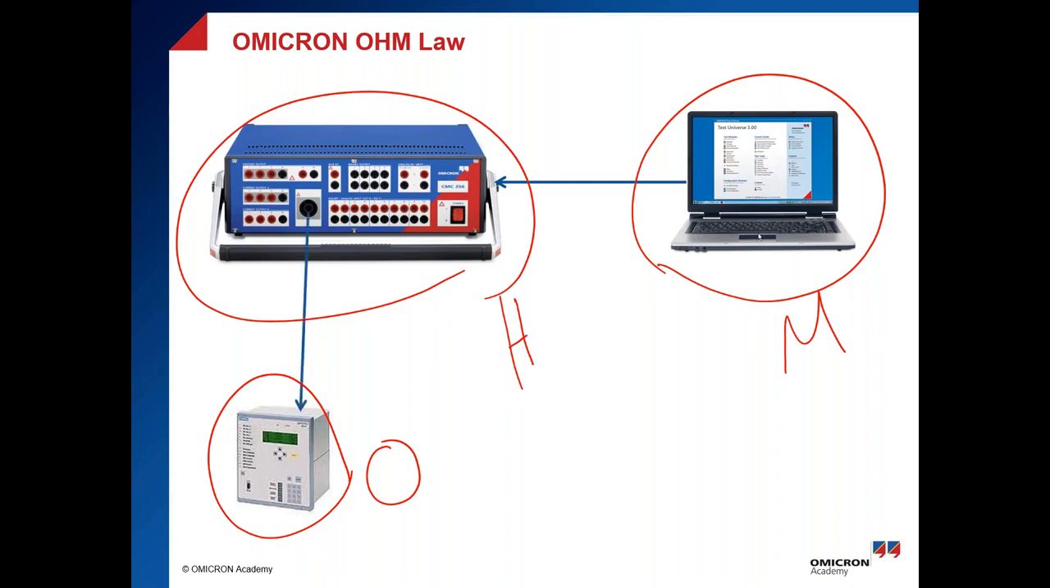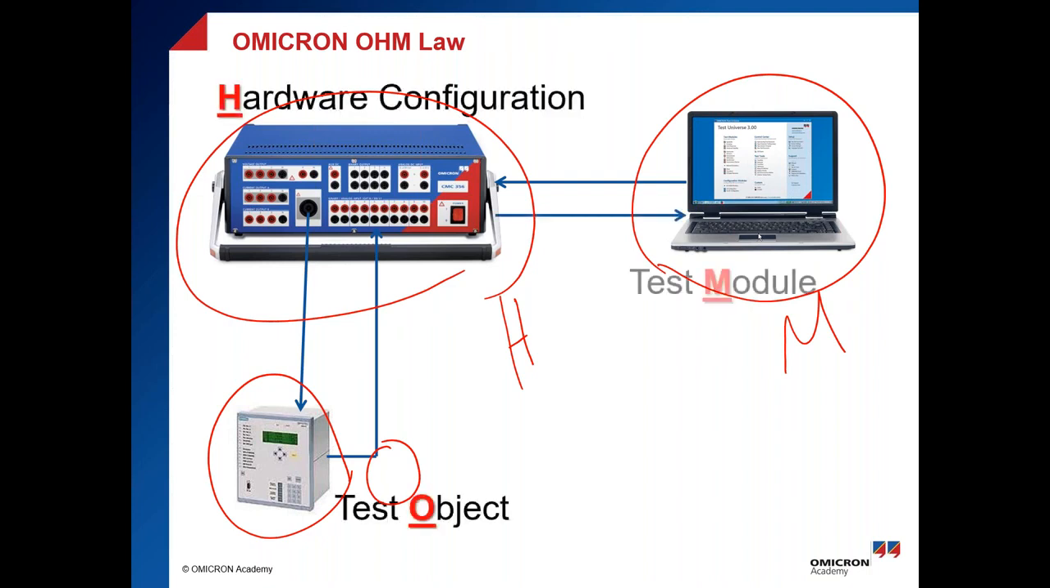The second connection is from the hardware to the test object or the protection relay. You need to check the current output to the relay, and the feedback coming out from the relay to be connected to the input of the CMC, and also the binary input of the relay to be vice versa connected to the binary output of the CMC. And for sure, after getting the feedback, this is the full setup that we can start our test file.